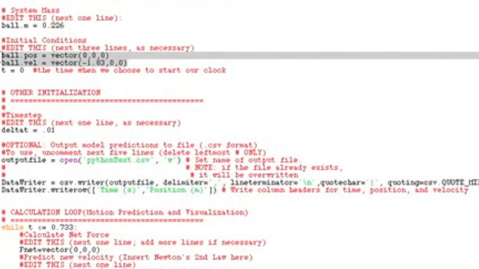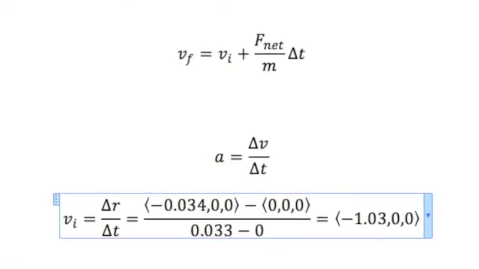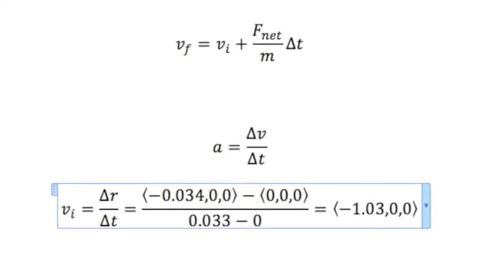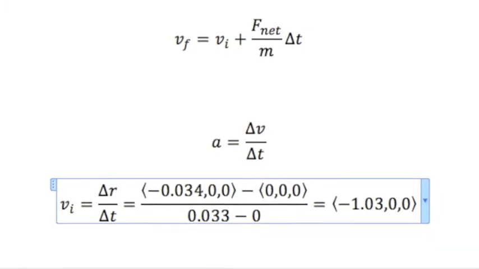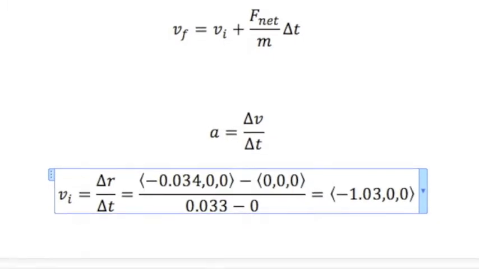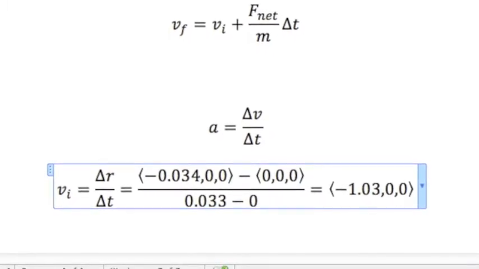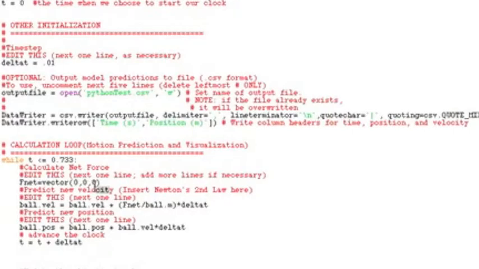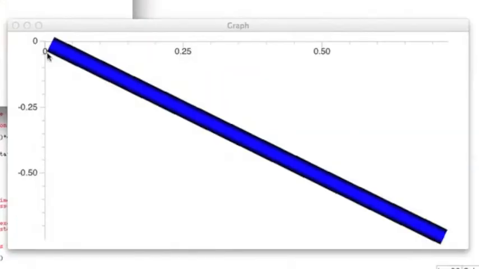Next, using the motion on Tracker, we find that the starting position is 0, 0, 0 at time equals 0. Then, to find what the starting velocity at time equals 0 is, we will use velocity equals change in position over change in time. After some simple math using the next data point at negative 0.034 at time equals 0.033 seconds, we can calculate the initial velocity to be negative 1.0300. If we then enter the last piece of information, that the net force is zero, we can execute the program.